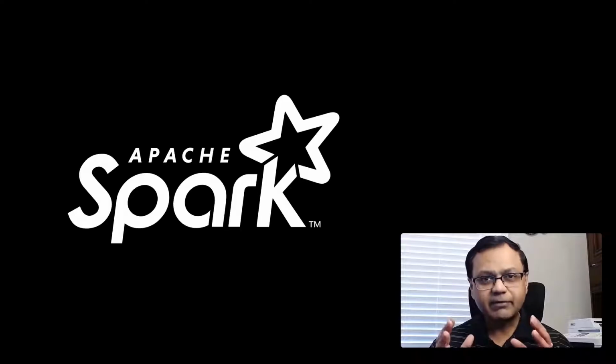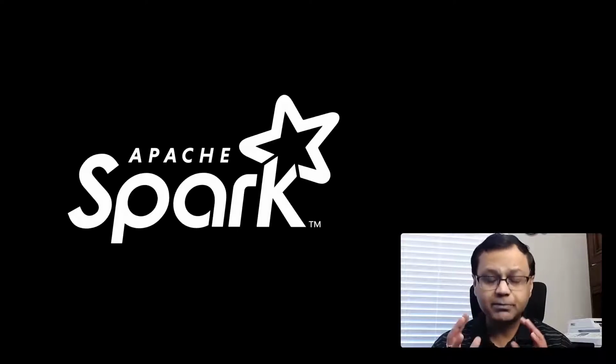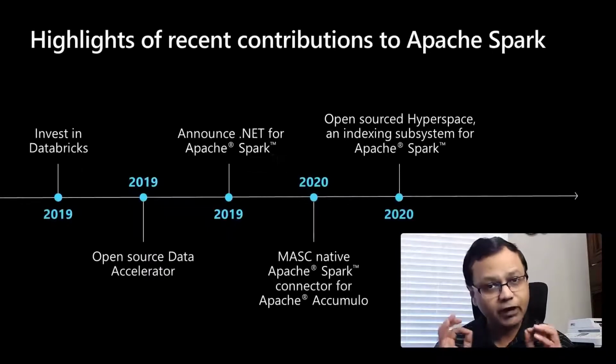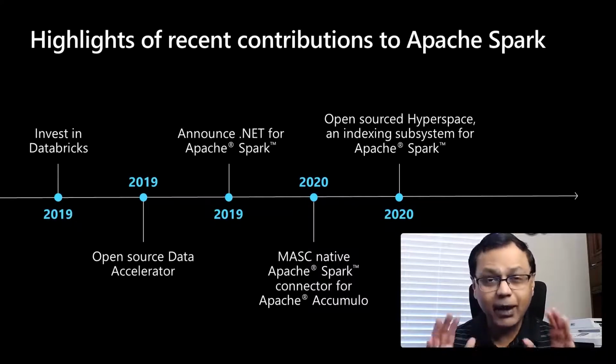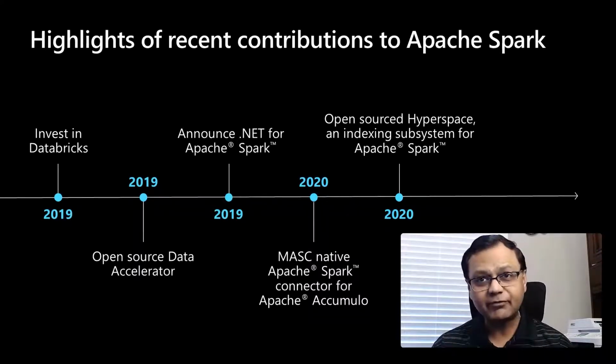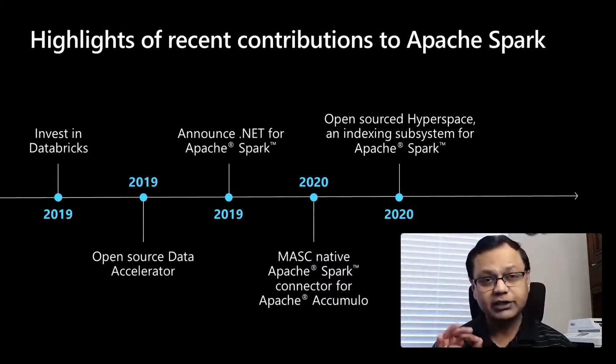Apache Spark is a fast, unified analytics engine for big data and machine learning, and was originally developed at UC Berkeley in 2009. And I want to walk you through a few of our recent contributions to this wonderful open source community. You might already know that we invested in Databricks last year. You might not know, though, that members of our engineering team submit quite a few contributions to Spark in the form of bug fixes, improvements, and also features.